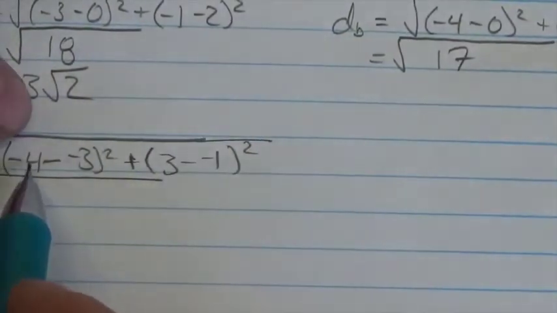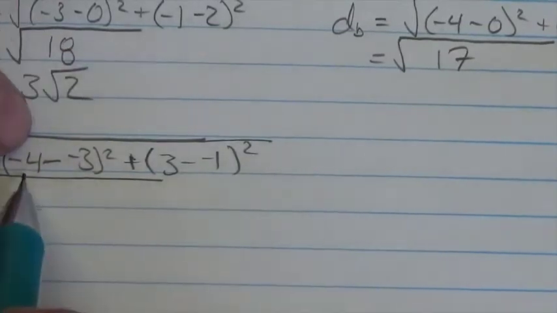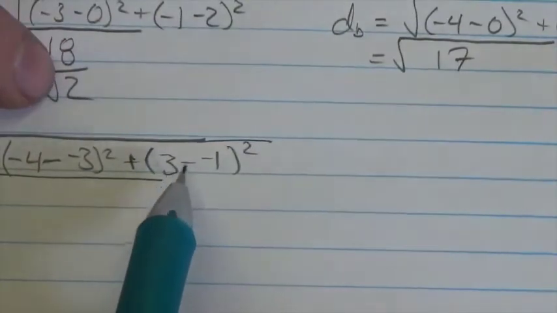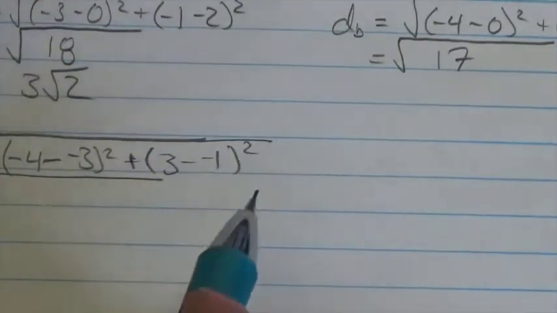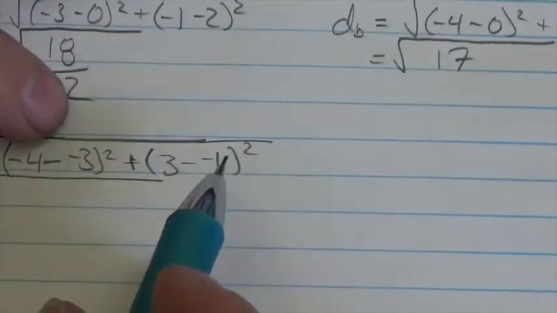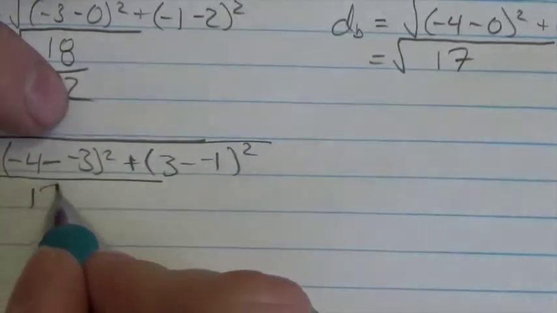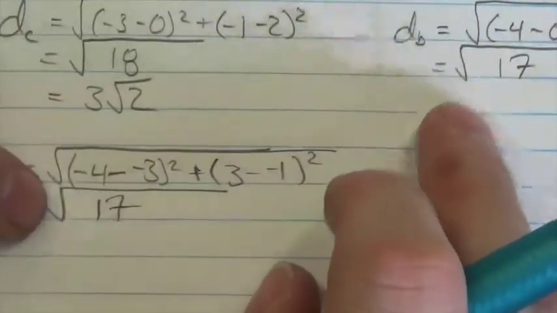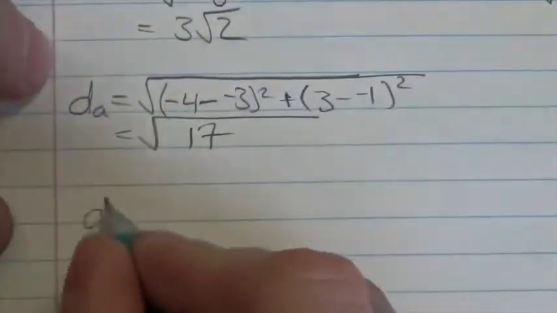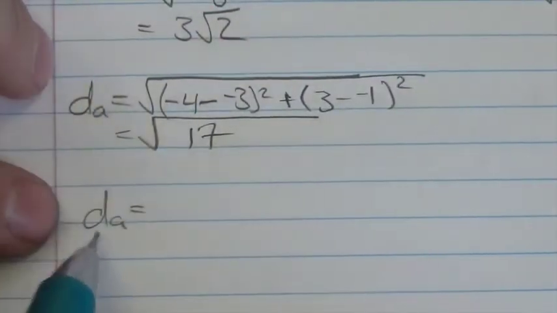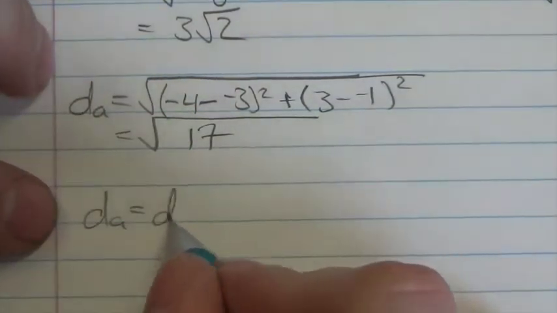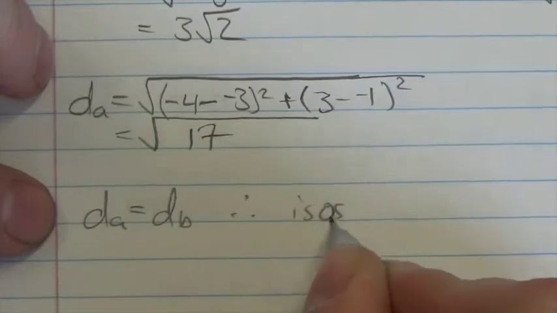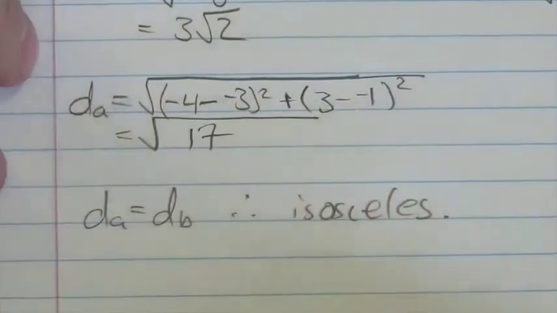All right, well, negative 4 minus negative 3, that's going to be negative 4 plus 3 is negative 1, squared is 1. 3 minus negative 1 is going to be 3 plus 1, so 4 squared, so it's going to be 1 plus 16, this is root 17. So now you can see that the length of a is equal to the length of b, therefore this is isosceles. That's the conclusion we can make.